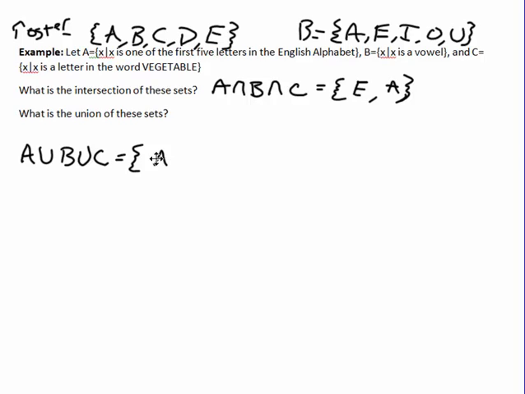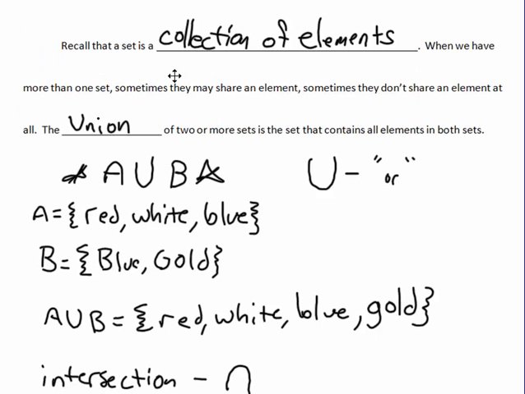E is definitely there, yeah. That would be for the intersection. Remember, the union is the one that says or. In other words, it's the elements that can be in A or B or C.